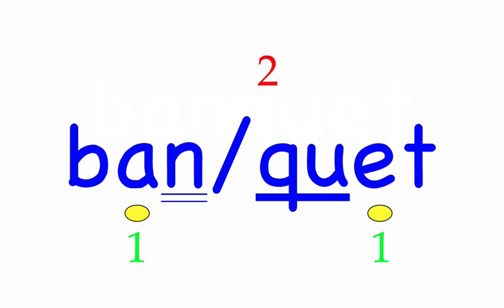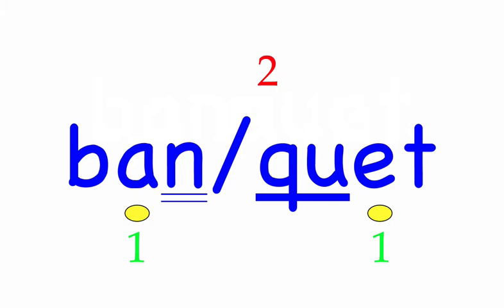Remember, when N is followed by the sounds k or g, N will usually represent its second sound, so we double underline the N here. QU represents the sound KW, so N is followed by the sound k.